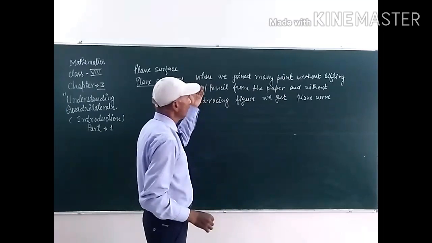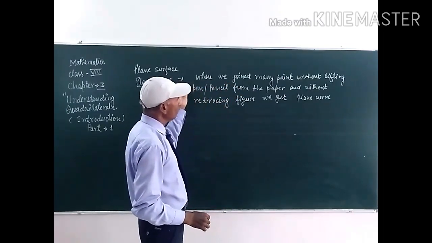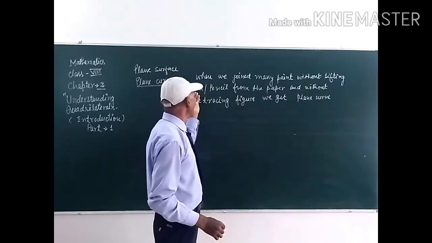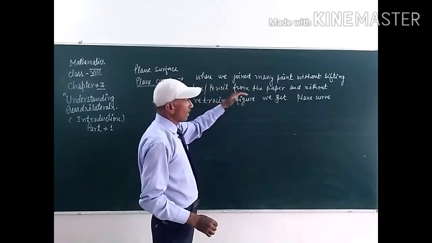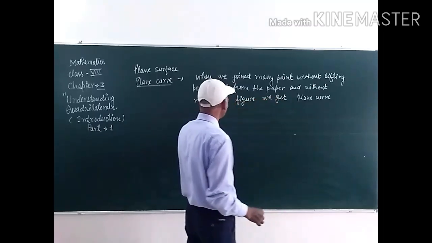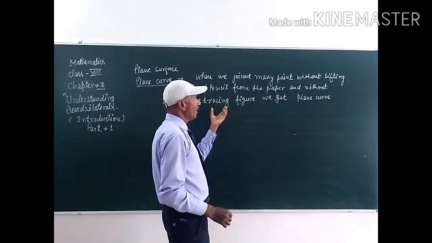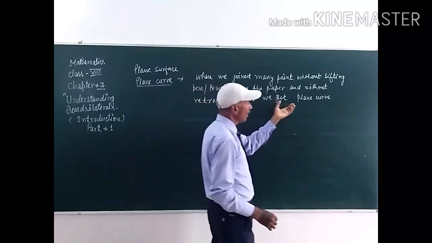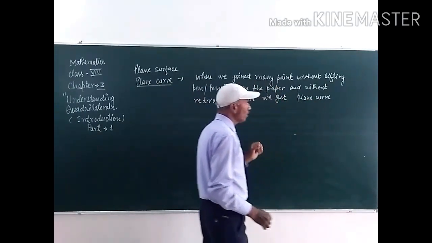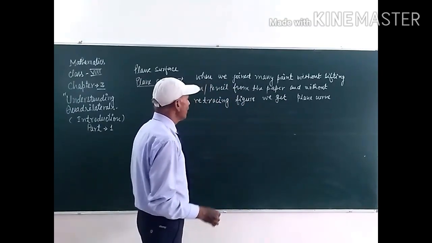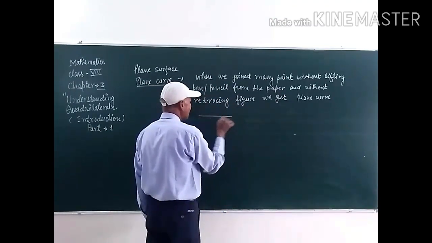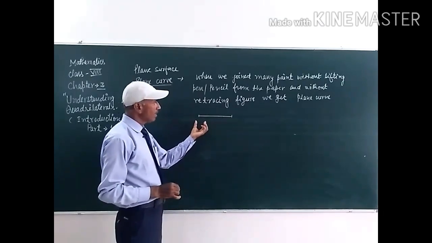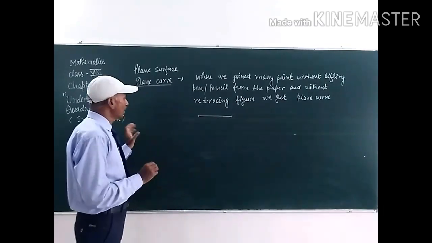In this, students, when many points are joined together without lifting pen or pencil from the paper and without retracing the figure, when we do not retrace on the figure, then we get a plane curve. So, students, it means this line is a plane curve. In mathematics, it is a plane curve.